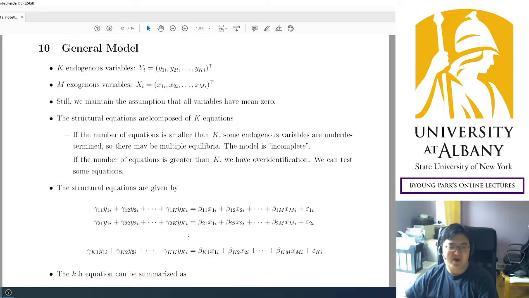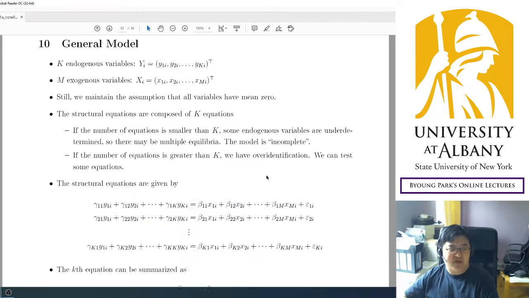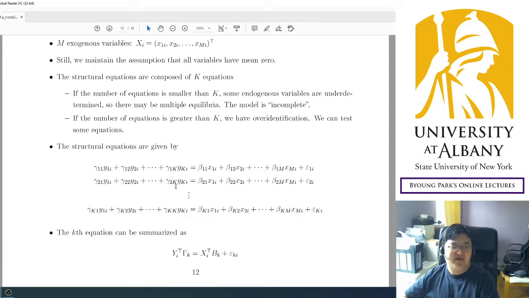Therefore, we are simply assuming that there are k equations, so that there is a unique equilibrium for the endogenous variables. Of course, we are going to assume the basic assumption that the equilibrium exists and is unique, like gamma 1, gamma 2 is different from 1. That was assumed. Then in this setup, this is our model, the most general model.